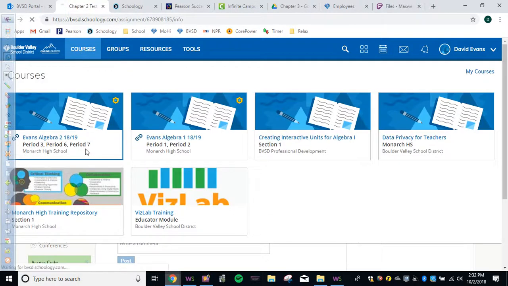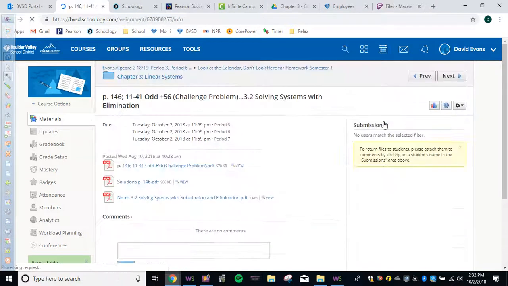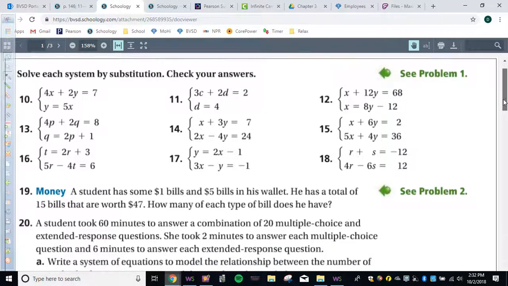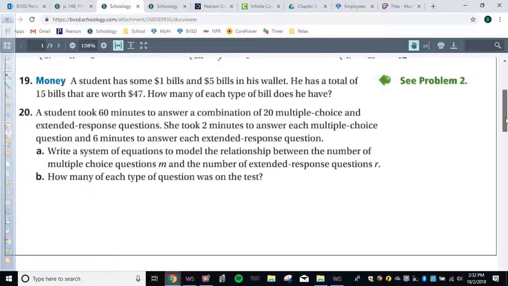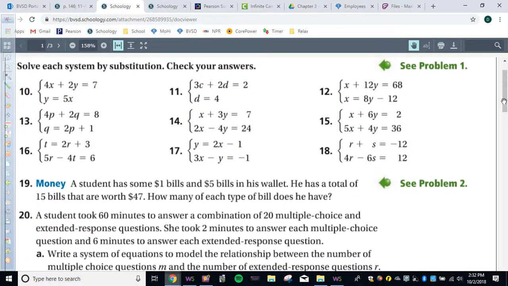Let me display those for you so you can get started. You've got almost a half hour, so bust a move and get your work done. All right, here's your homework, ready to go. So have at it.